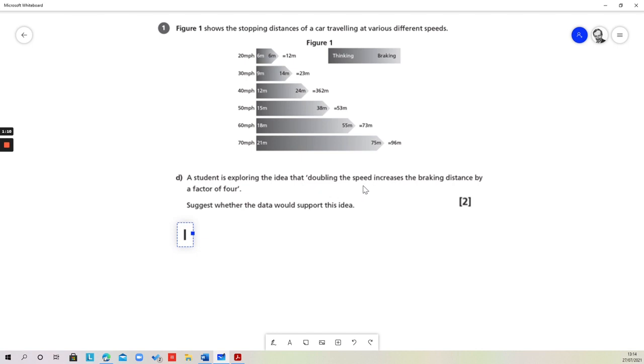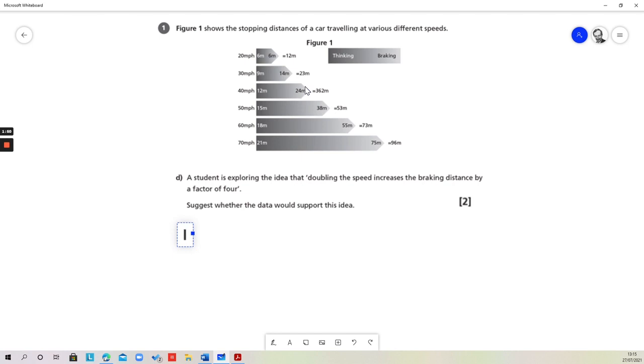So if we're talking about doubling the speed and seeing what difference that makes to the braking distance, let's have a look at 2 values of the speed, one of which is double the other. We could look at, for example, 20 and 40, because 40 is obviously double 20. If we double the speed, go from 20 to 40, does the braking distance increase by a factor of 4? As we can see, the braking distance is going from 6 to 24. 6 times 4 is 24. So in that case, yes, that's perfectly true, the braking distance is increased by a factor of 4. Certainly that set of data would indicate that.